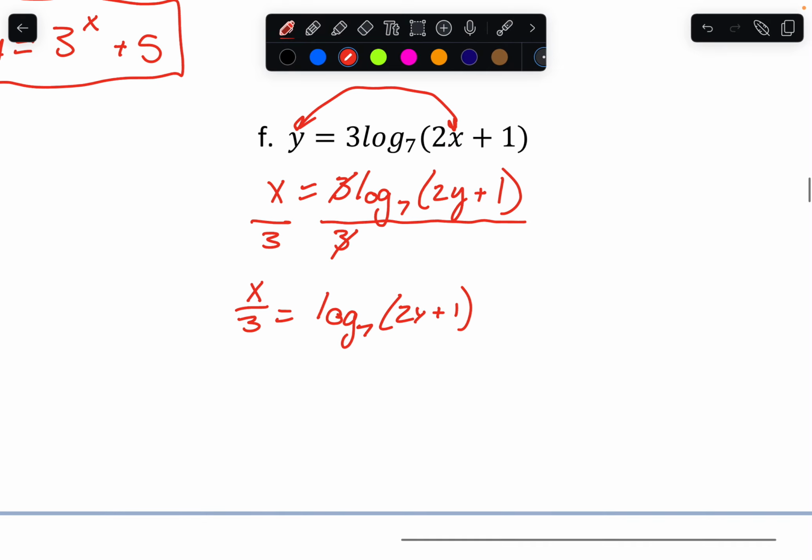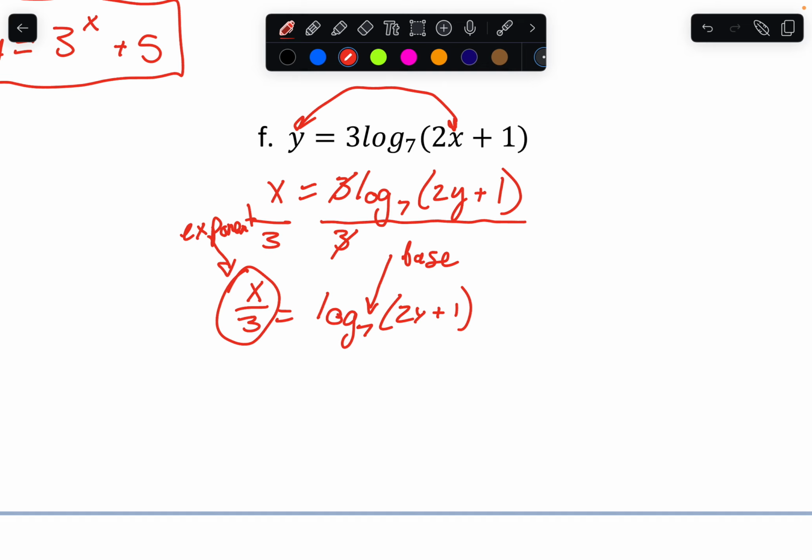Now what we can do is change this into exponential form, where this is my base, and remember in log form, the whole thing here is going to be the exponent. And again, the 2y plus 1 will be the value by itself, so I'll have 7 raised to the x divided by 3 is equal to 2y plus 1.